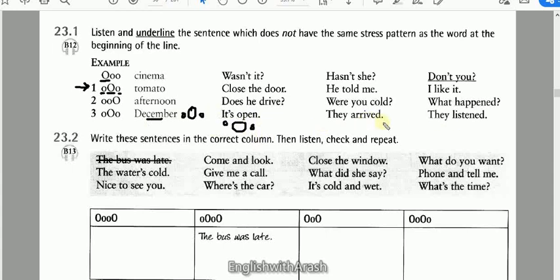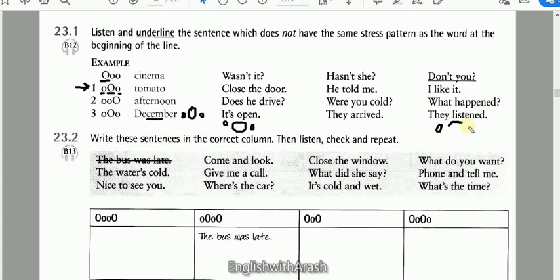They arrived. They listened. You have to listen very carefully. December. It's open. They arrived. They listened. December. It's open. They arrived. They listened. Carry me, no. They listened, no. They listened is okay actually.